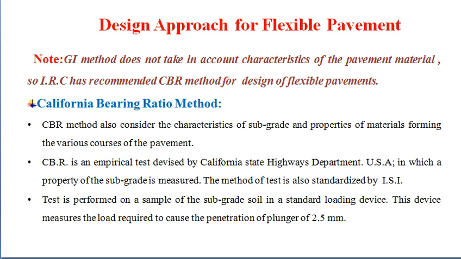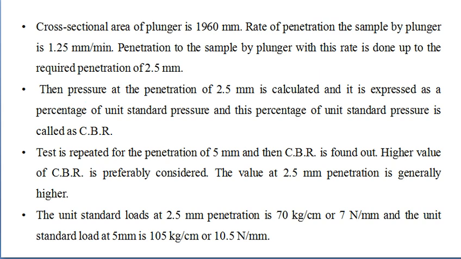The CBR test is basically performed on a sample of the subgrade soil in a standard loading device, and this device measures the load required to cause a penetration of the plunger of 2.5 mm. The cross-sectional area of the plunger is 1960 mm². The rate of penetration of the sample by the plunger is 1.25 mm per minute, and penetration at this rate is done up to the required 2.5 mm.